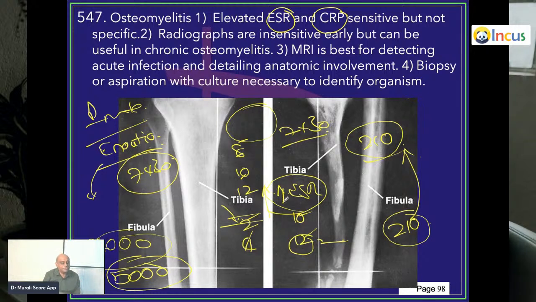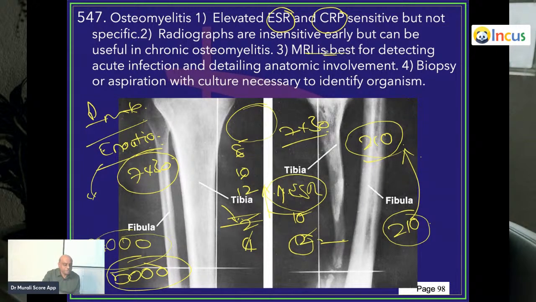Radiographs are not sensitive. After everything is burnt and you end up in chronic osteomyelitis, only then will changes appear in the radiograph, the x-rays. The most sensitive test to detect acute osteomyelitis is MRI.